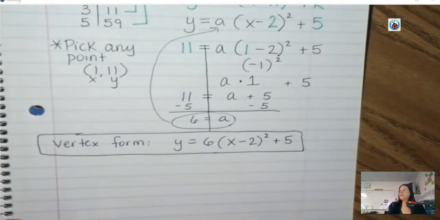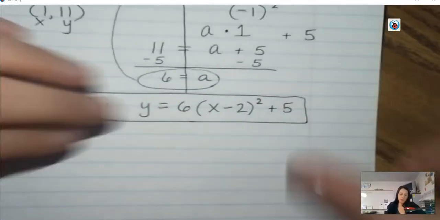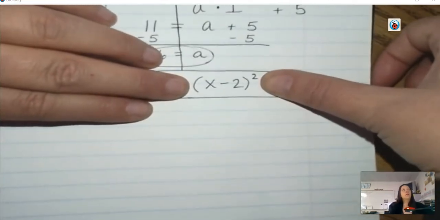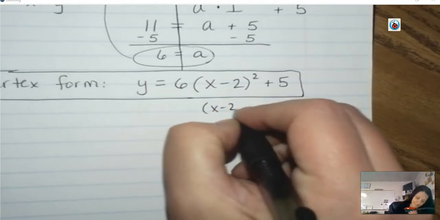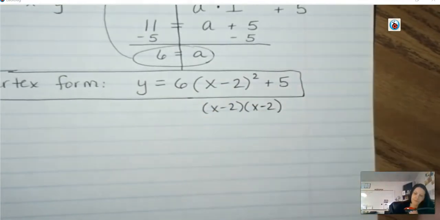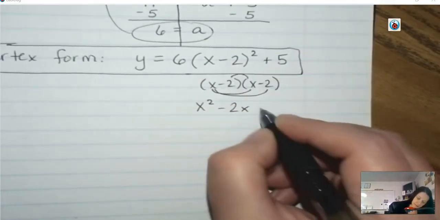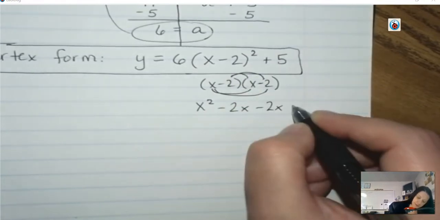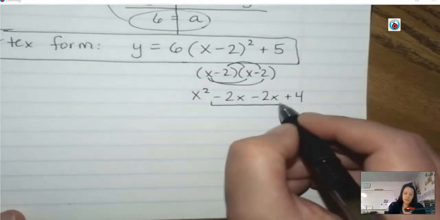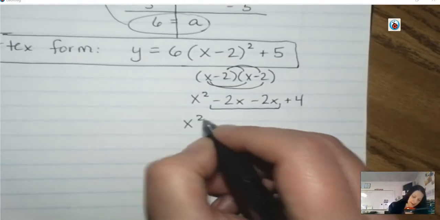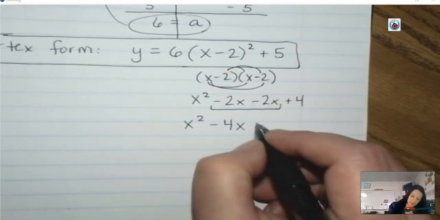And then we have to put this into standard form. Standard form, the first thing we do is FOIL. So do x minus 2 times x minus 2. X squared, -2x, -2x, and -2 times -2 is +4. Combine your like terms in the middle. I have x squared. If I have a negative 2x and another negative 2x, I have negative 4x.